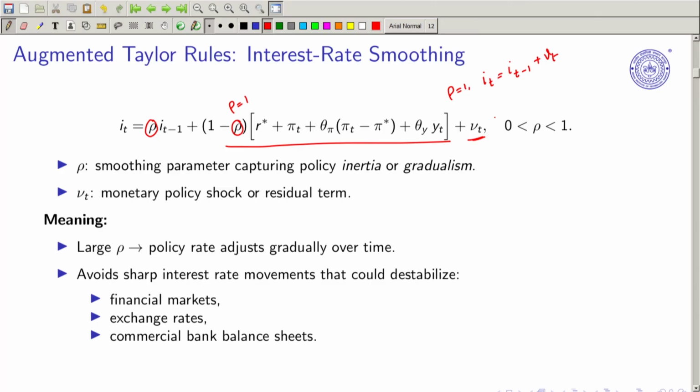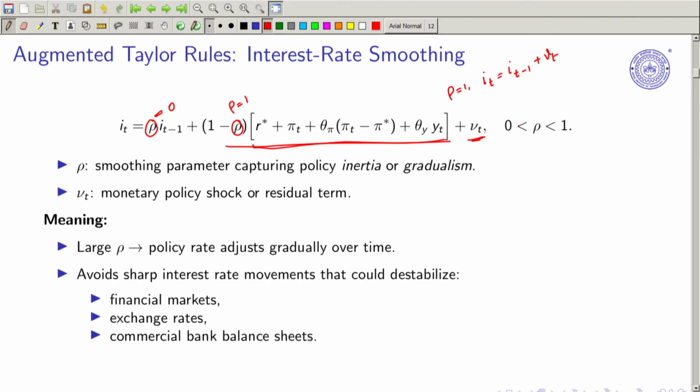Let's look at rho is equal to 0. If we go for rho equal to 0, then this becomes 0, and 1 minus 0 is 1. So it means that your nominal interest rate is equivalent to this Taylor rule plus this error term, maybe a supply or any kind of shock. So at the lower bound, it is leading to the Taylor rule.